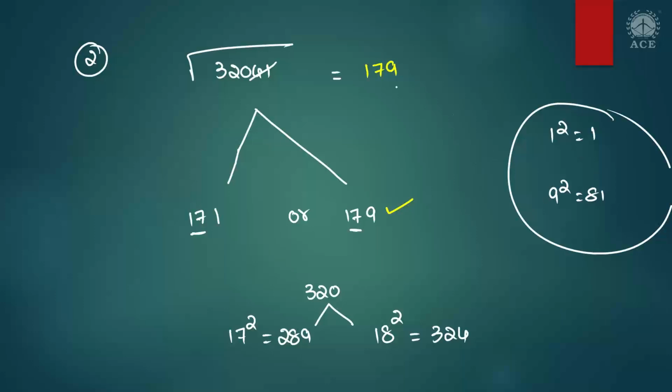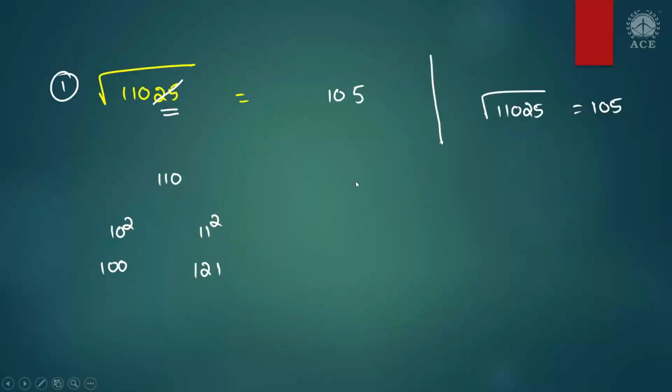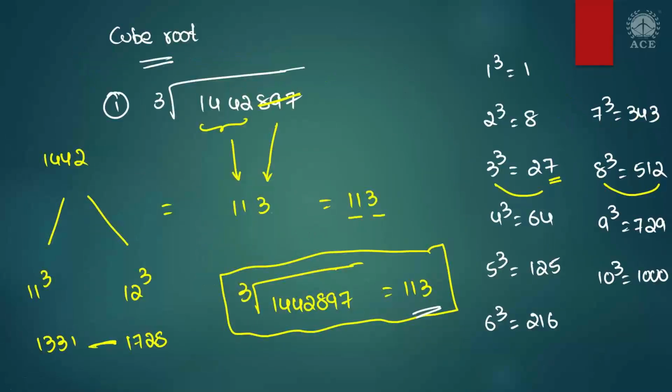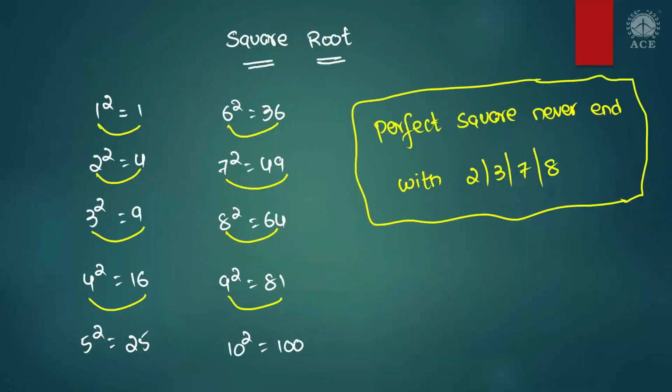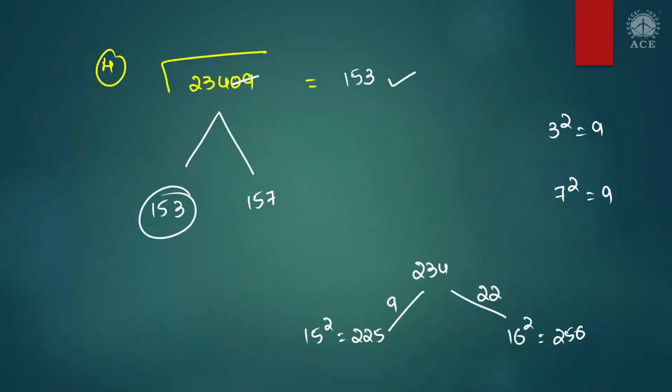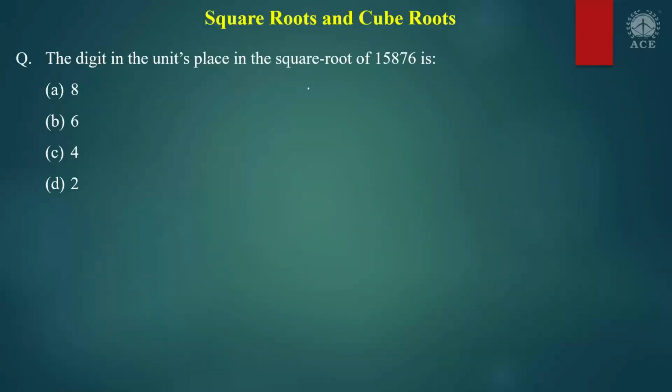Now we'll go for the questions, my dear friends. We discussed around 3-4 examples of square root, and cube root also. Now we'll see the questions and how to handle them. See question 1 here. You have to find the units place.